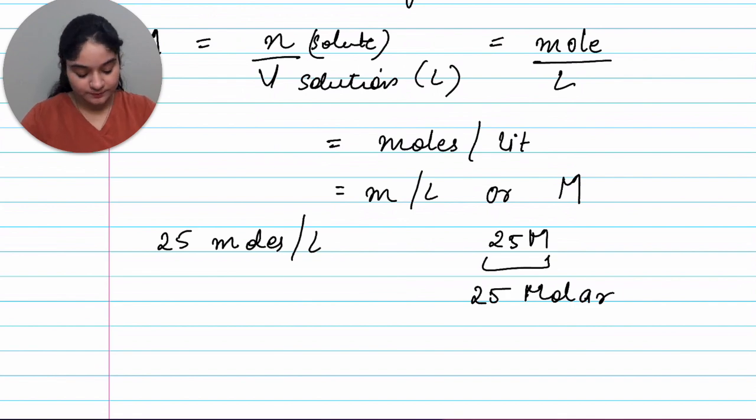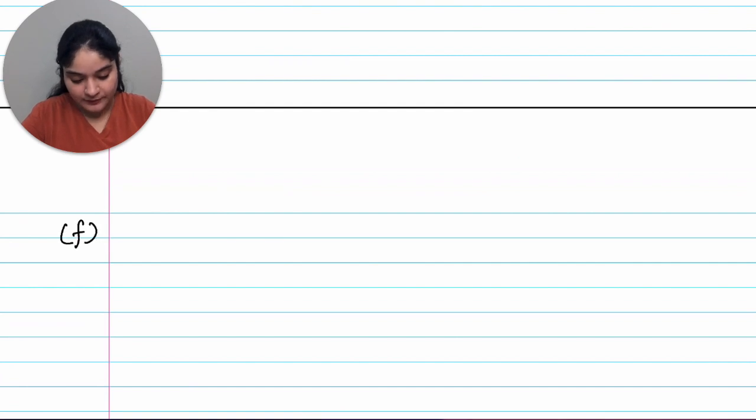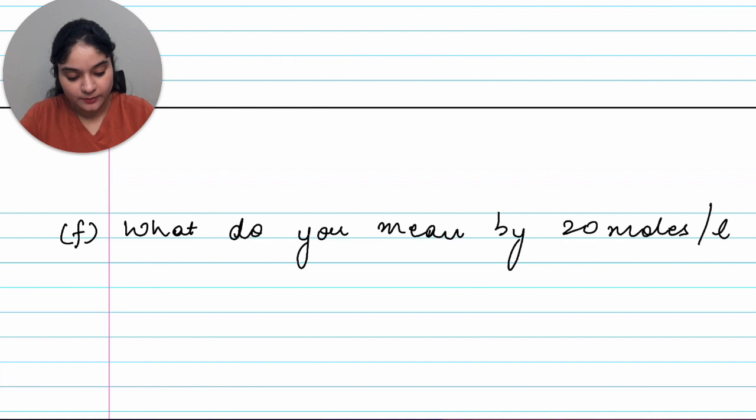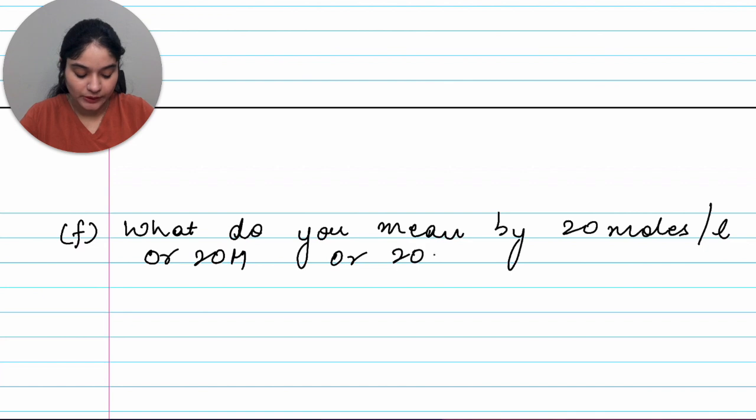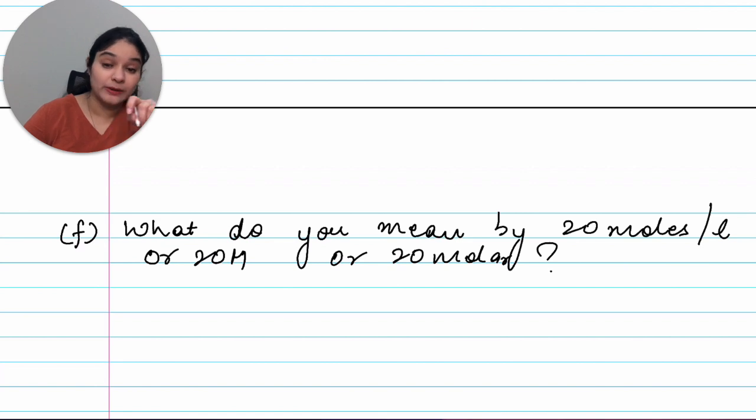Now, let's move on. So this was our E part. Now let's move on to F. What kind of questions also come from molarity? They can ask you, what do you mean by 20 moles per liter, or they can say 20 M, or they can also say 20 molar. So this kind of question can come.